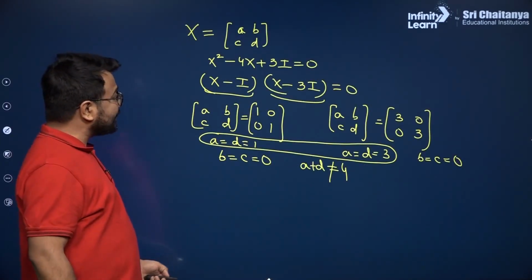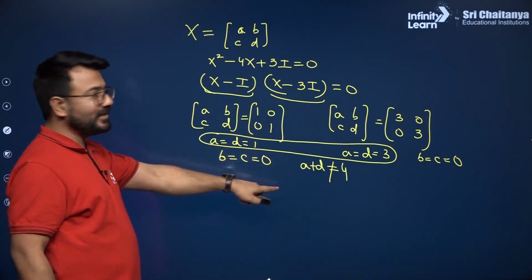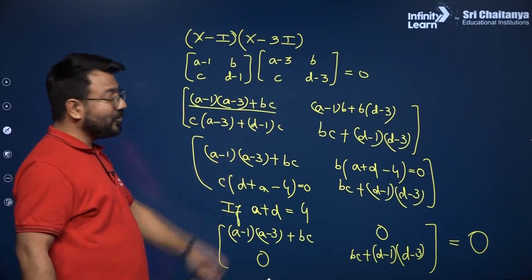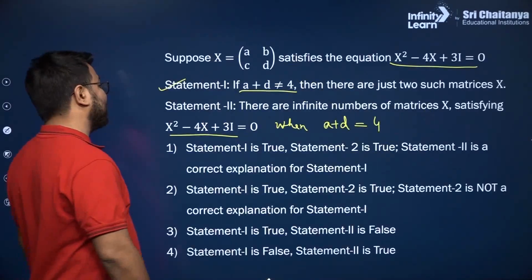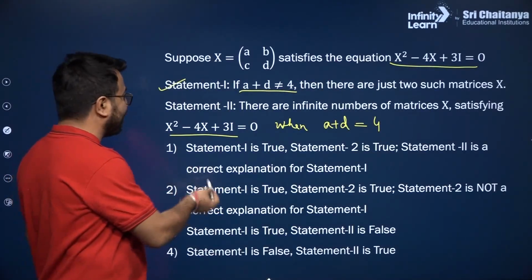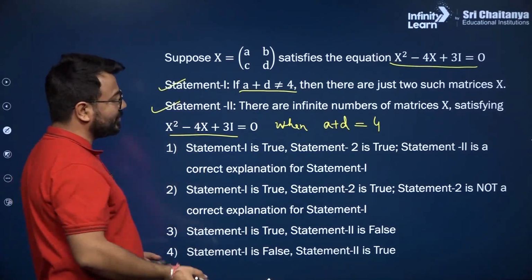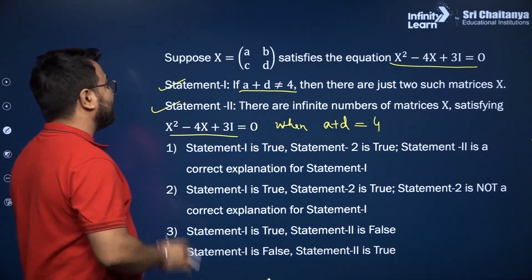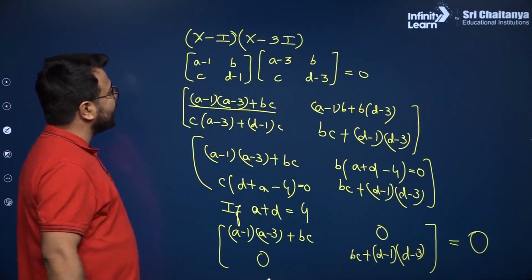So when a plus d is not equal to 4, then there will be two results. And when a plus d is equal to 4, then there will be infinite results. So in this situation, we can say that statement 1 is true, statement 2 is true, but not the correct explanation. I hope you are able to understand this particular question. We are moving ahead to the next one.